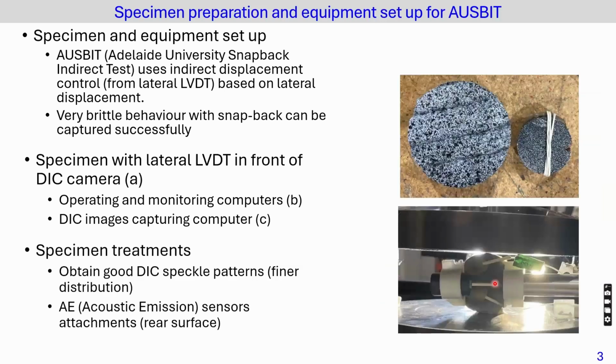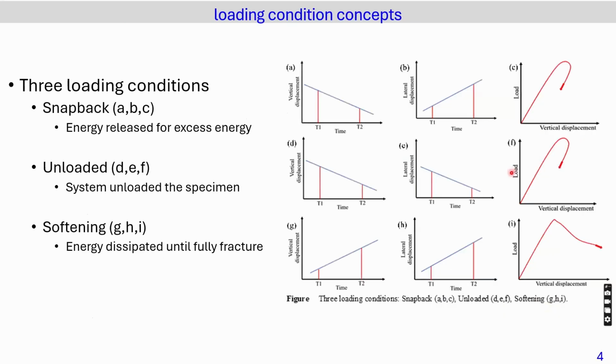Normally, as we see in the picture here, we put two acoustic emission sensors to capture the acoustic response during the whole loading process. And in the image at the top, we show the comparison of a good speckle painting and a bad one. In order to get a really good DIC image, we need to have a fine speckle for the image capturing.